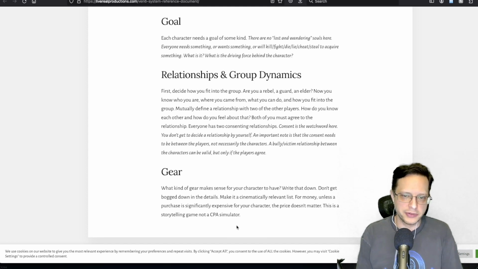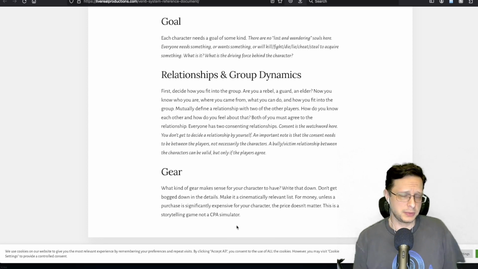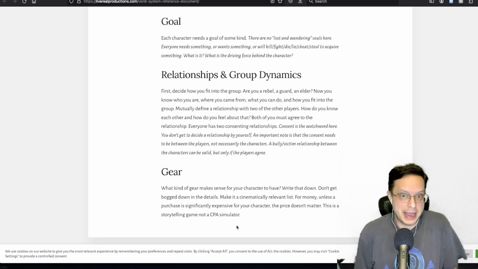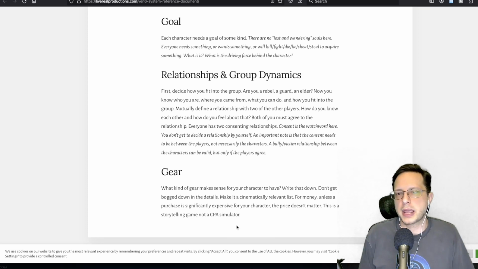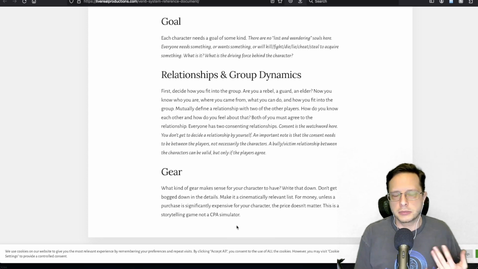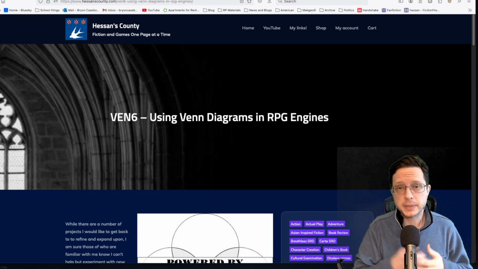Or you could potentially write about some things that might not be considered all that important, like rope, right? But that could become cinematically or thematically necessary or appropriate. Another thing is, unless the item you're talking about is incredibly expensive, you probably don't need to worry about money either. And that pretty much wraps up VEN6.